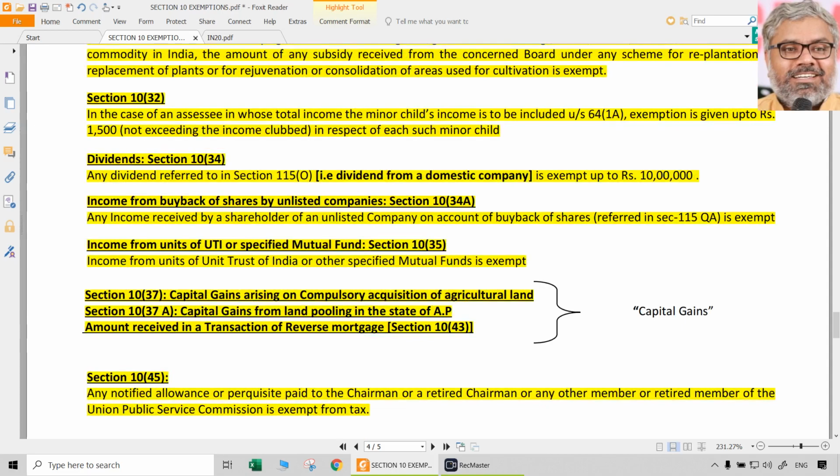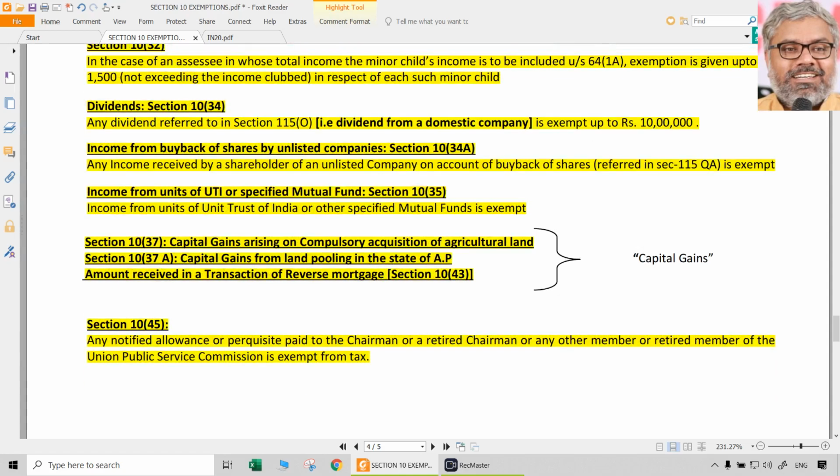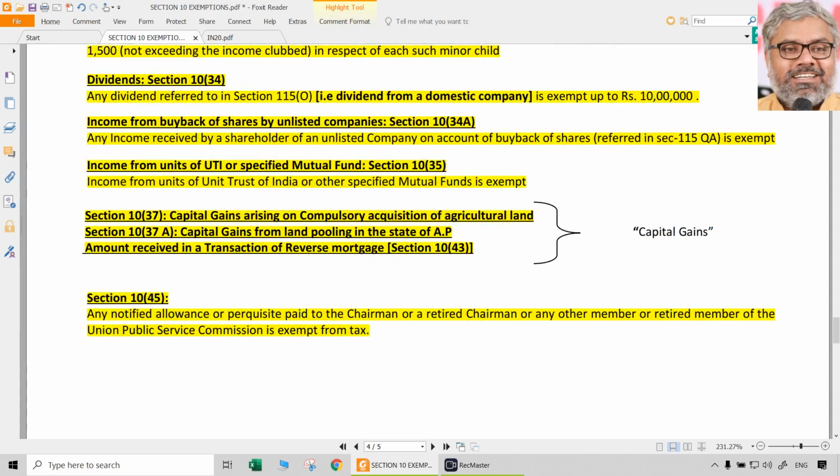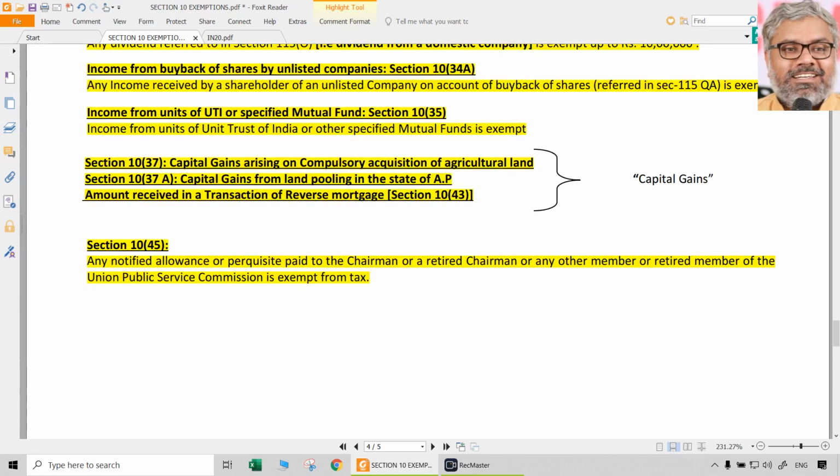10(34) we have to remember, and we also have to understand the exemption limit under section 115BBDA is only 10 lakhs. So anything above 10 lakhs rupees is taxable under section 115BBDA. 10(34) has to be remembered. 10(34A) is a special scenario, it can be remembered for the capital gains chapter, which is already discussed. And 10(35), income from specified mutual funds, not any mutual fund, or UTI, which is a government type of organization, so that is exempt.